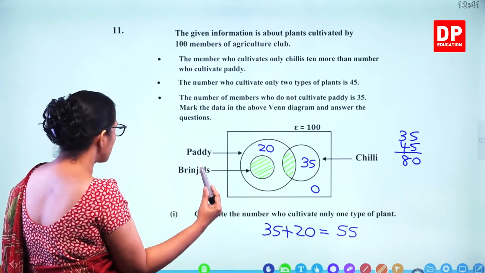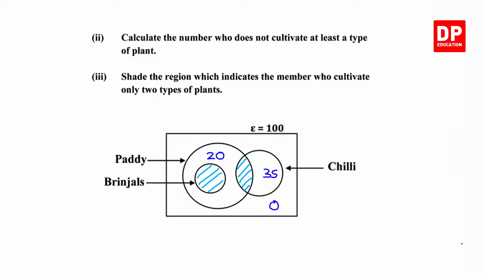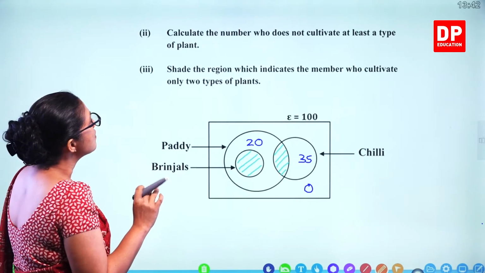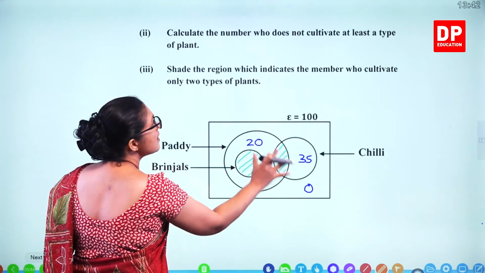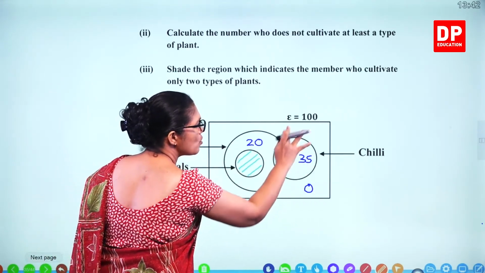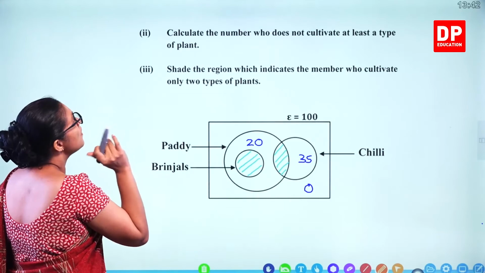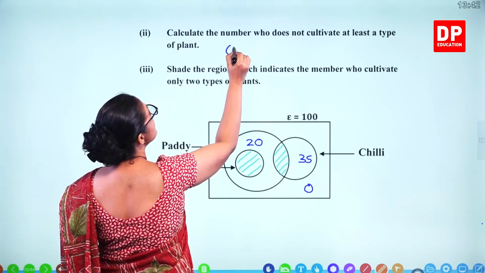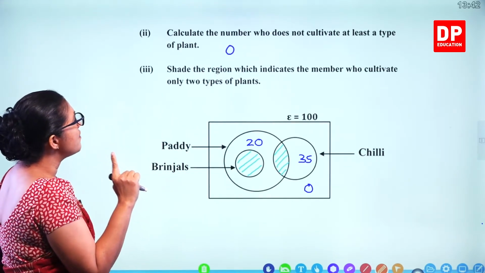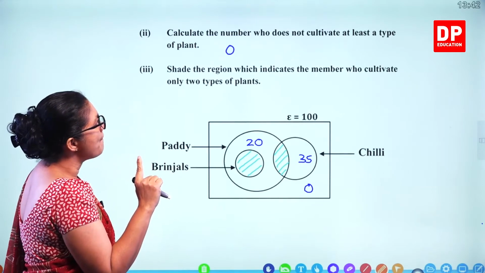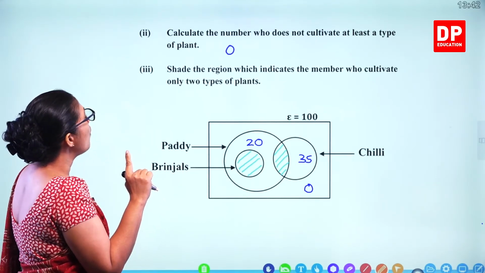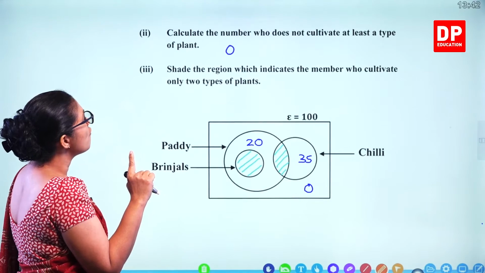And what's the next one? Calculate the number who does not cultivate at least a type of plant. So does not cultivate at least one type. So that means outside. So that's we consider at 0. So this is 0.